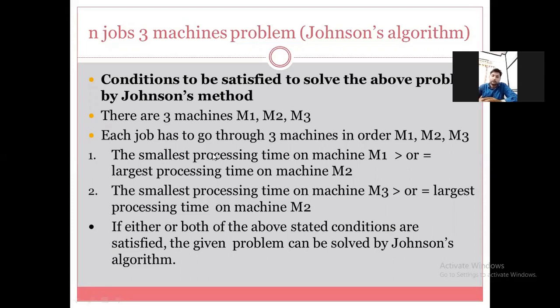First, the job will be processed on the m1 machine, then on the m2 machine, and then on the m3 machine. But to solve the problem by using Johnson's algorithm, there are two conditions, and the problem should satisfy at least one condition. The first condition is that the smallest processing time on the m1 machine for any job should be greater than or equal to the largest processing time on machine m2.